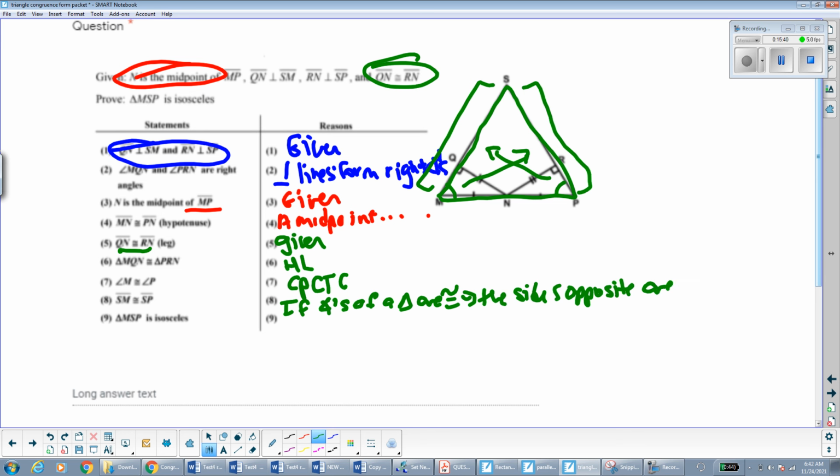So you can see what that reason looks like written out. That's the converse of the base angle theorem. And then finally, we know that triangle MSP is isosceles because it has two equal sides. A triangle with two congruent sides is isosceles.